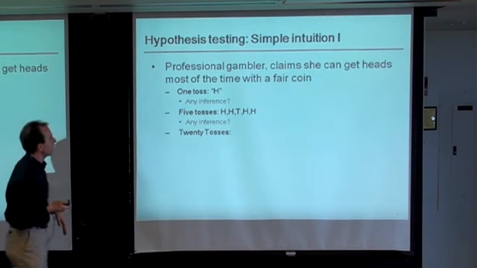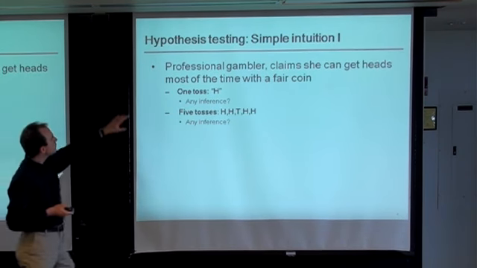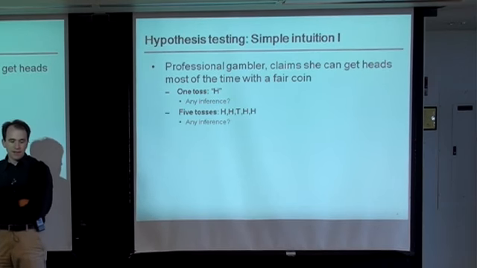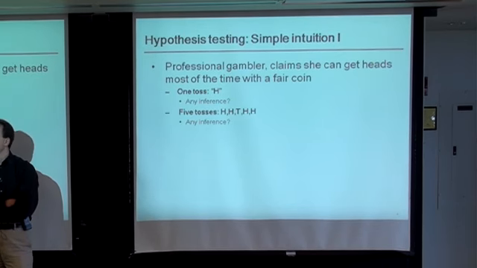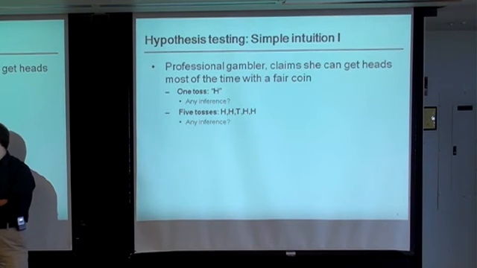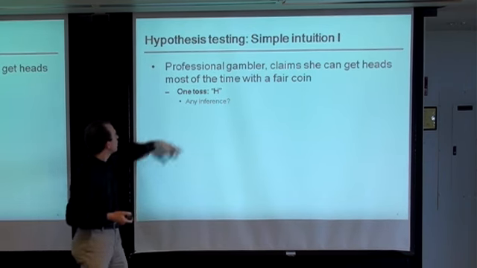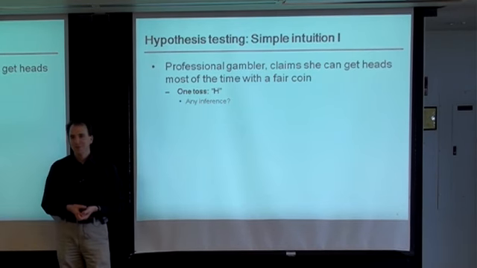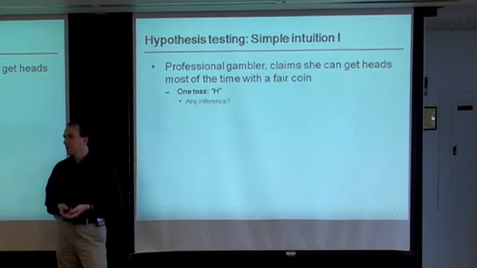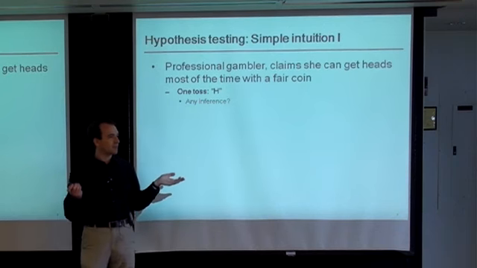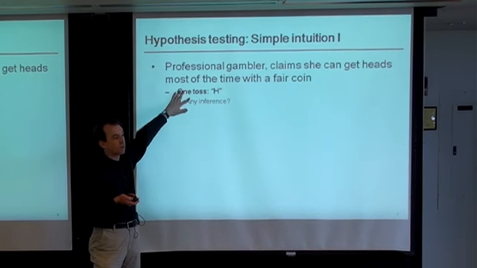So for example, consider the following example. Suppose you were faced with a professional gambler who told you that she could get heads most of the time. Okay, so you might think this is a reasonable claim or an unreasonable claim, but this is what they're claiming, and you want to see if this is true. So they toss the coin and they get heads, right? Can we learn anything from that? Well, probably not, because anyone, even with a fair coin, would get heads 50% of the time. So we really can't infer anything from this.